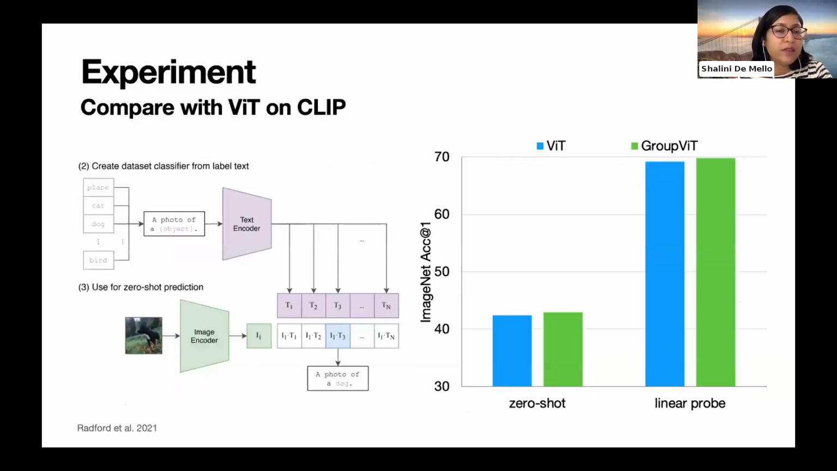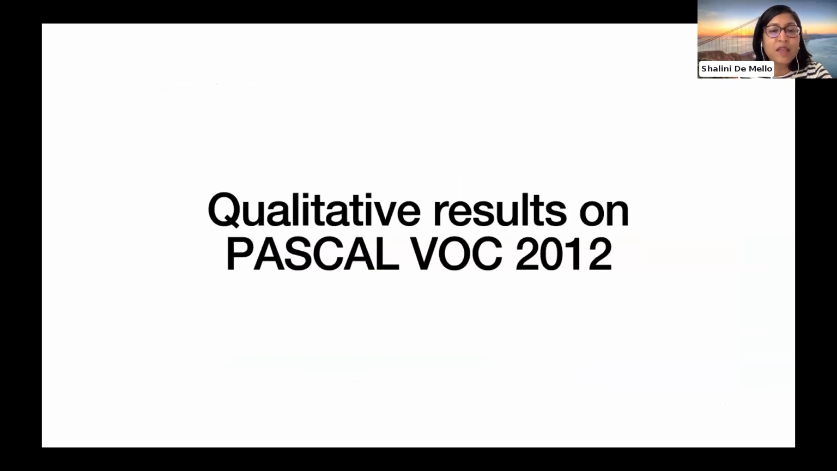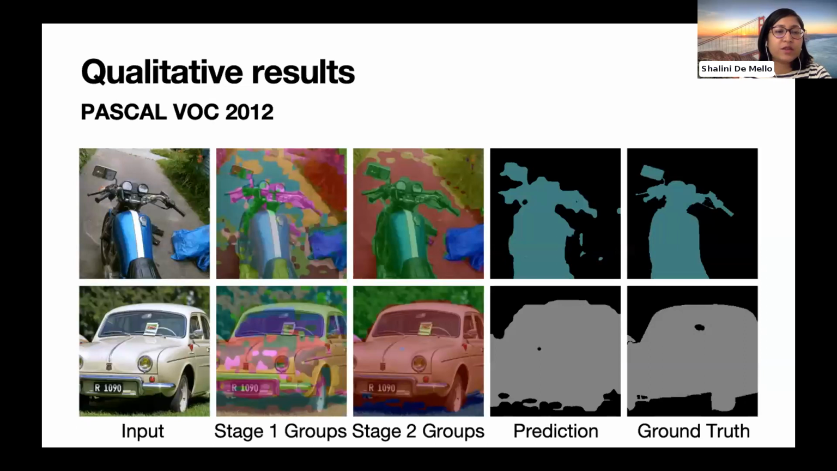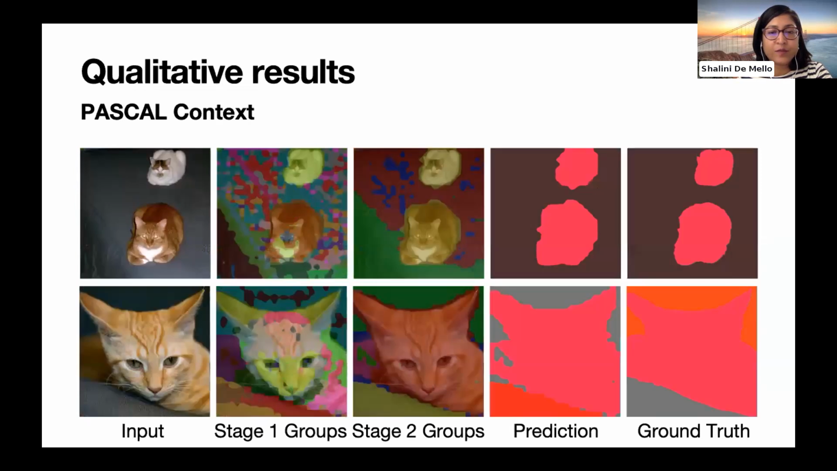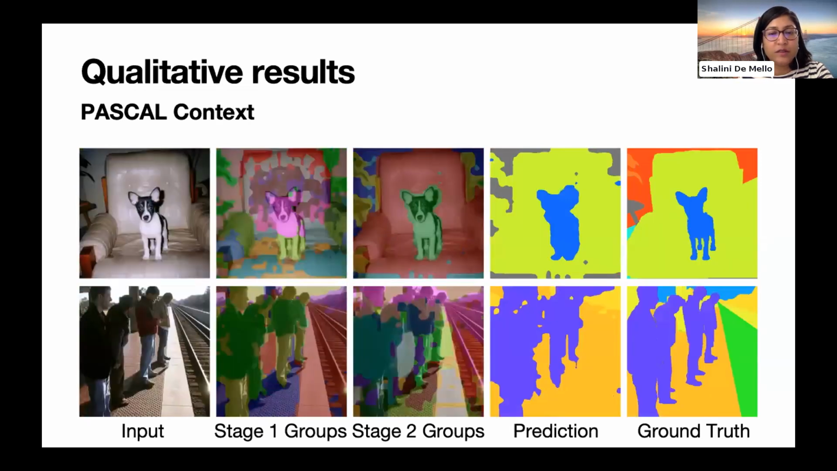And also we found that the zero-shot performance of object recognition of GroupViT was very similar to ViT. So none of the object recognition performance was compromised by changing this architecture. And here we quickly show some visual results on the Pascal VOC dataset, both in terms of the first level grouping and the second level grouping in the second and the third columns, and compare that to the ground truth. And similarly here, we again show some more results.